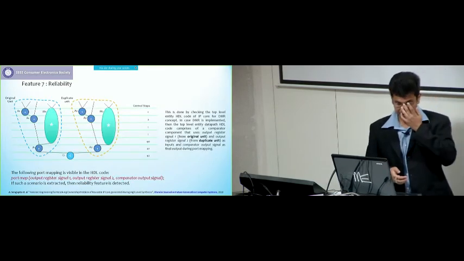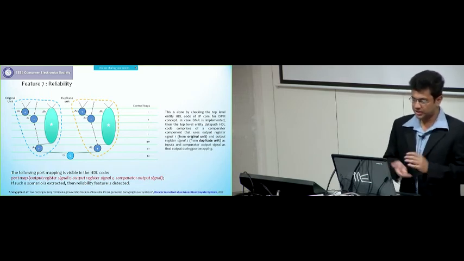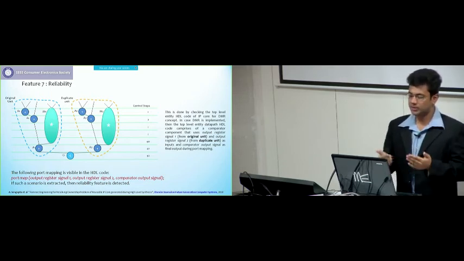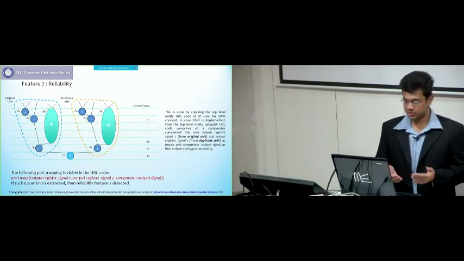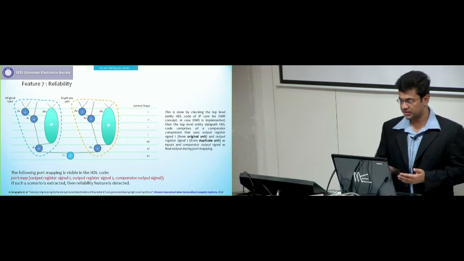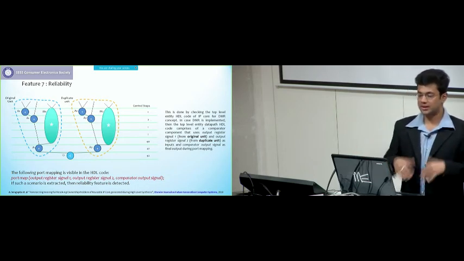Let us move on to the next feature. It is called reliability. In this feature, it checks the top level entity HDL code of the IP code for the DMR concept. DMR stands for dual modular redundancy, and is usually done in order to make a design fault detectable.